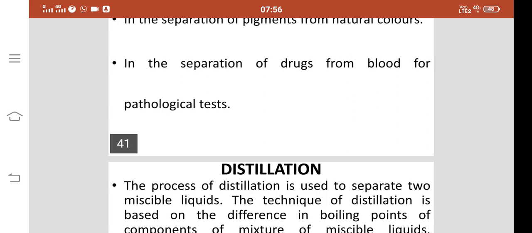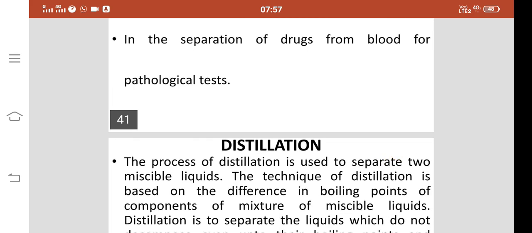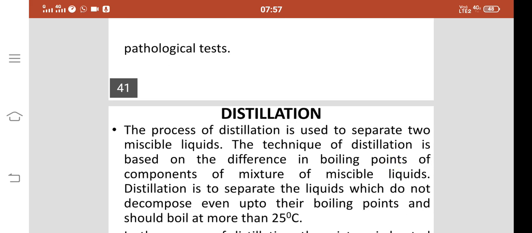Now the next process, that is distillation. The process of distillation is used to separate two miscible liquids. The technique of distillation is based on the difference in boiling points of components of mixtures of miscible liquids. Distillation is used to separate liquids which do not decompose even up to their boiling points and which should boil at more than 25 degrees centigrade.